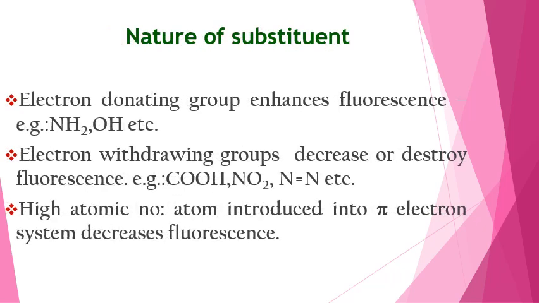Another factor that affects fluorescence is the type of substituent group in the molecule. Electron donating groups enhance fluorescence, e.g. the amino group, the hydroxy group, and so on. While electron withdrawing groups decrease or destroy fluorescence, such as the carboxylic, the nitro group, or the azo group, and so many of them. Generally, aromatic compounds with low energy show this type of effect.